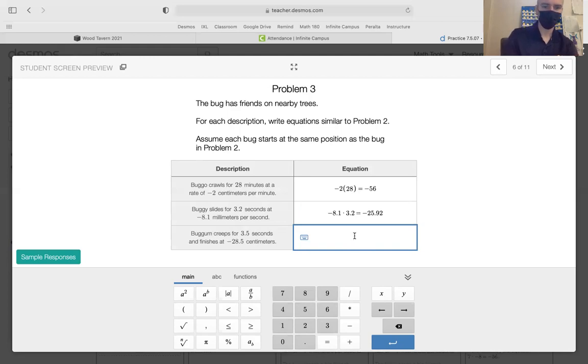So the equation is going to be 3.5 times negative 8.143, I'm just going to round it, equals -28.5.